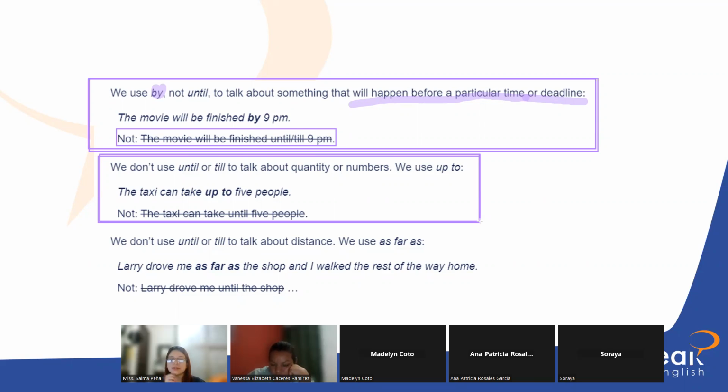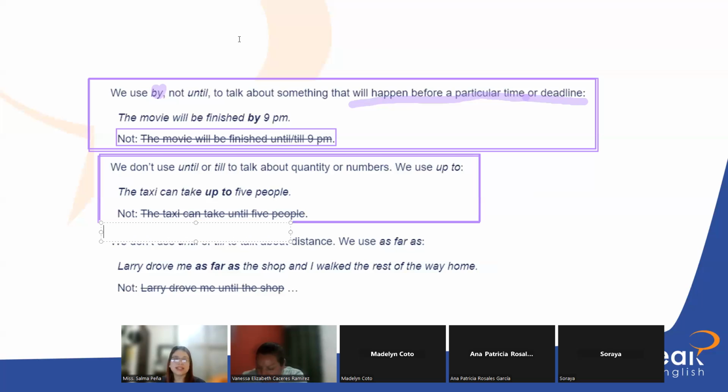But until, yes, that's true, it means hasta, but cannot be used with quantities or numbers. That's why we have another expression. That would be better, up to. We don't use until or till, the same, to talk about quantity or numbers. We use up to. The taxi can take up to 5 people. That will mean el taxi puede llevar hasta 5 personas. Pero no es el hasta de until. We need another expression. So be careful with that. And there are exceptions. That's why I bring it to you.